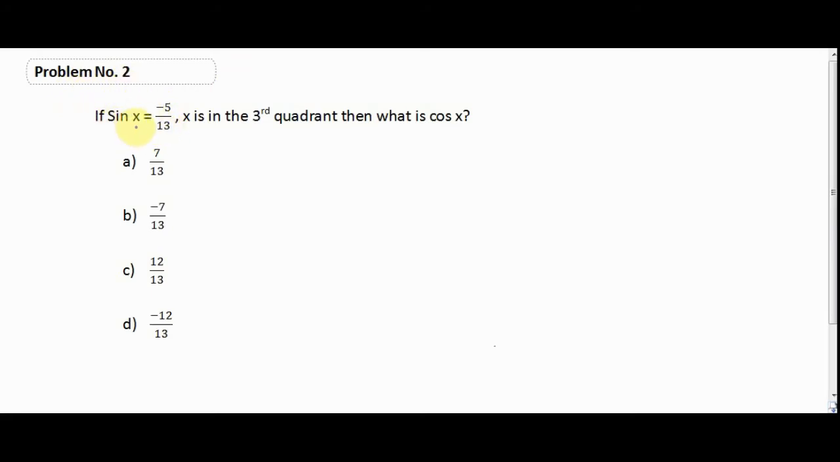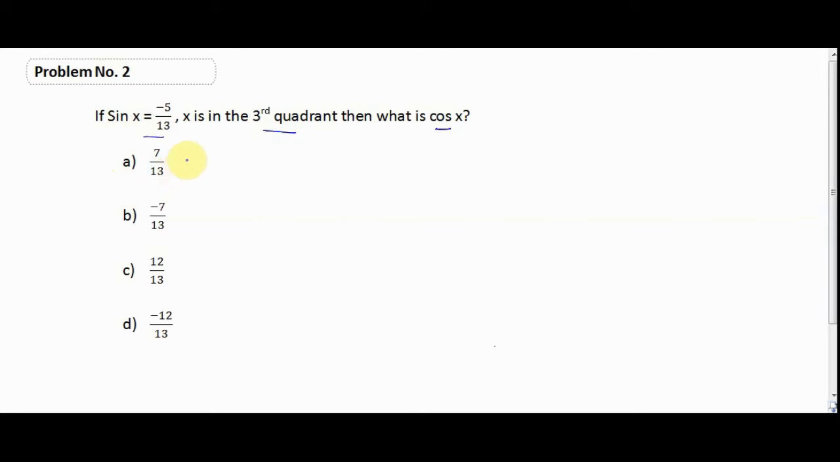If sin x is equal to minus 5 by 13 and if x is in the third quadrant, then what is cos x? So we are asked to calculate the value of cos x. It is given that x is in the third quadrant and also sin x is given, it is equal to minus 5 by 13. So try to solve this by yourself. Please pause the video and try to solve this one.